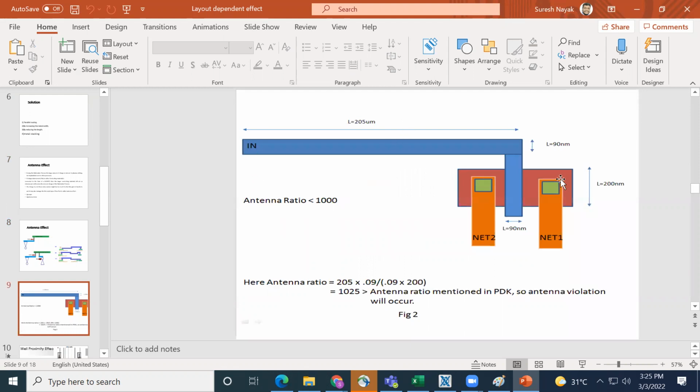See, this is the metal area by gate area. How is it calculated? This is your metal connected length into width. For 90 nanometer it is 205. This length and this width are multiplied. This is the gate area. So metal area by gate area is 1025. But in the PDK it is given 1000. It should be less than 1000, otherwise the antenna effect will occur. So if you maintain it less than that, that is one reason.